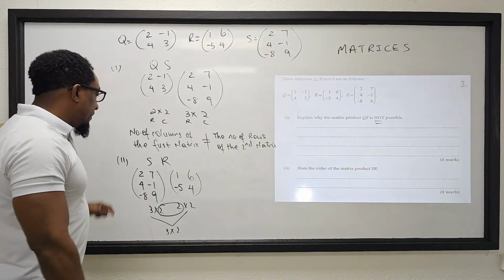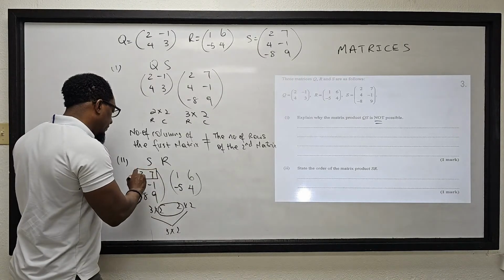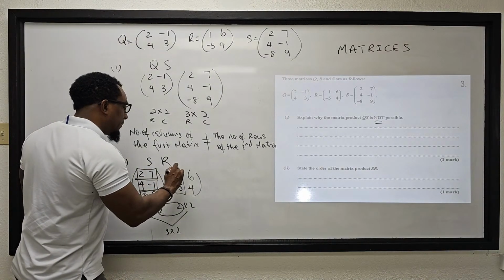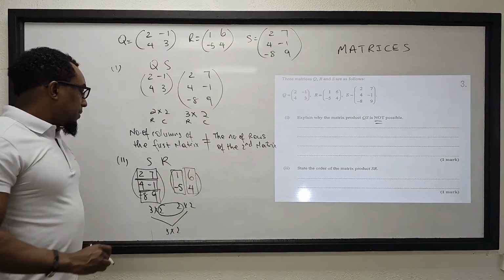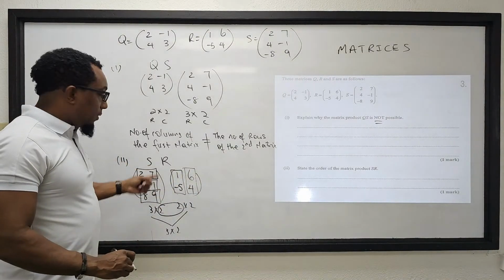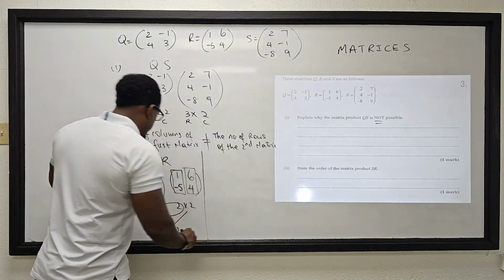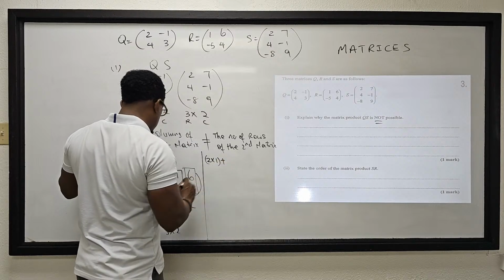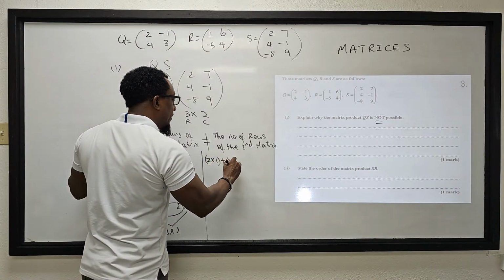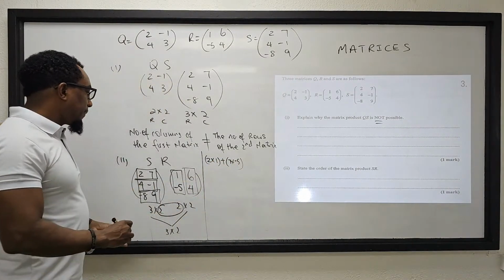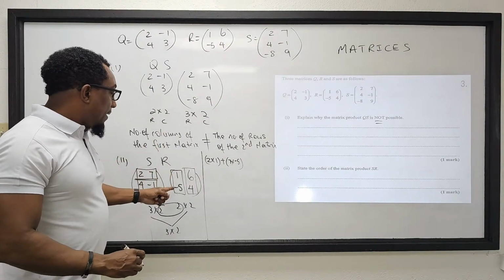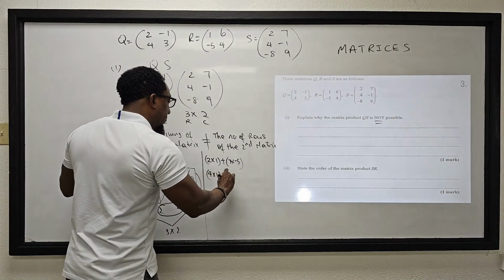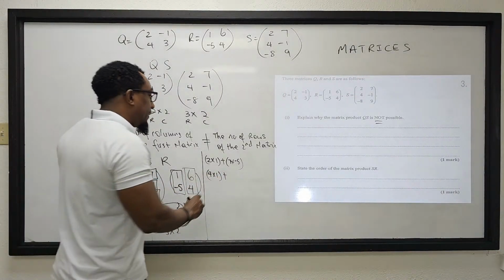So how do we multiply? Rows of the first, so 3 rows, by the columns of the second. Let me multiply first row by my first column: 2 by 1 plus 7 by negative 5. Then second row by my first column, so I'm going below that: 4 by 1 plus negative 1 by negative 5.